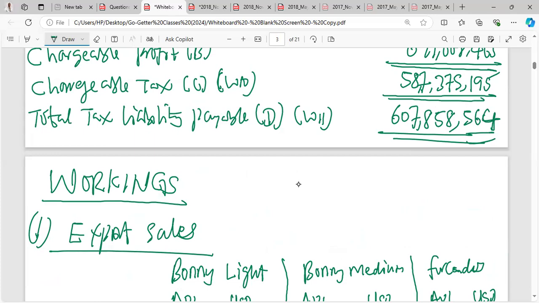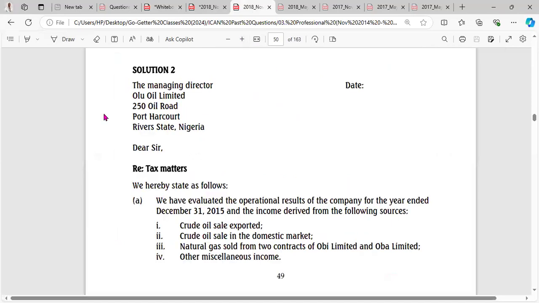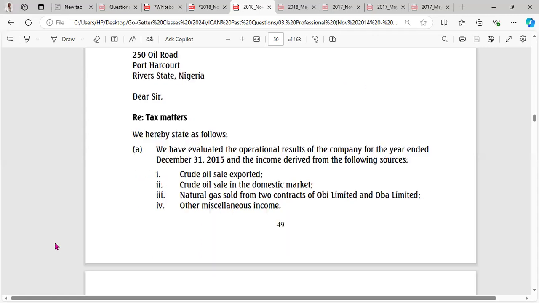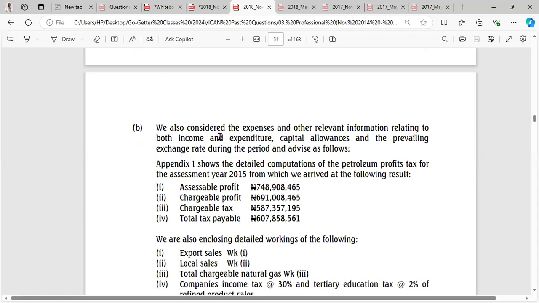So you are going to be putting them as your appendix and your workings to the appendix. Then you will be writing your report. Our answers might be slightly different from the ICAN suggested solution, but look at their solution here. We will say to the managing director, Olu Oil Limited, you can put any address and all that. Tax matters. We hereby state as follows. We have evaluated the operational results of the company for the year ended 31st December 2015 and the income derived from the following sources. Now look at all the incomes: crude oil exported, crude oil in domestic market, natural gas sold from 2 contracts, other miscellaneous income. We have also considered the expenses and other relevant information pertaining to both the income and expenditure, capital allowance, and the prevailing exchange rate. And we have advised as follows.